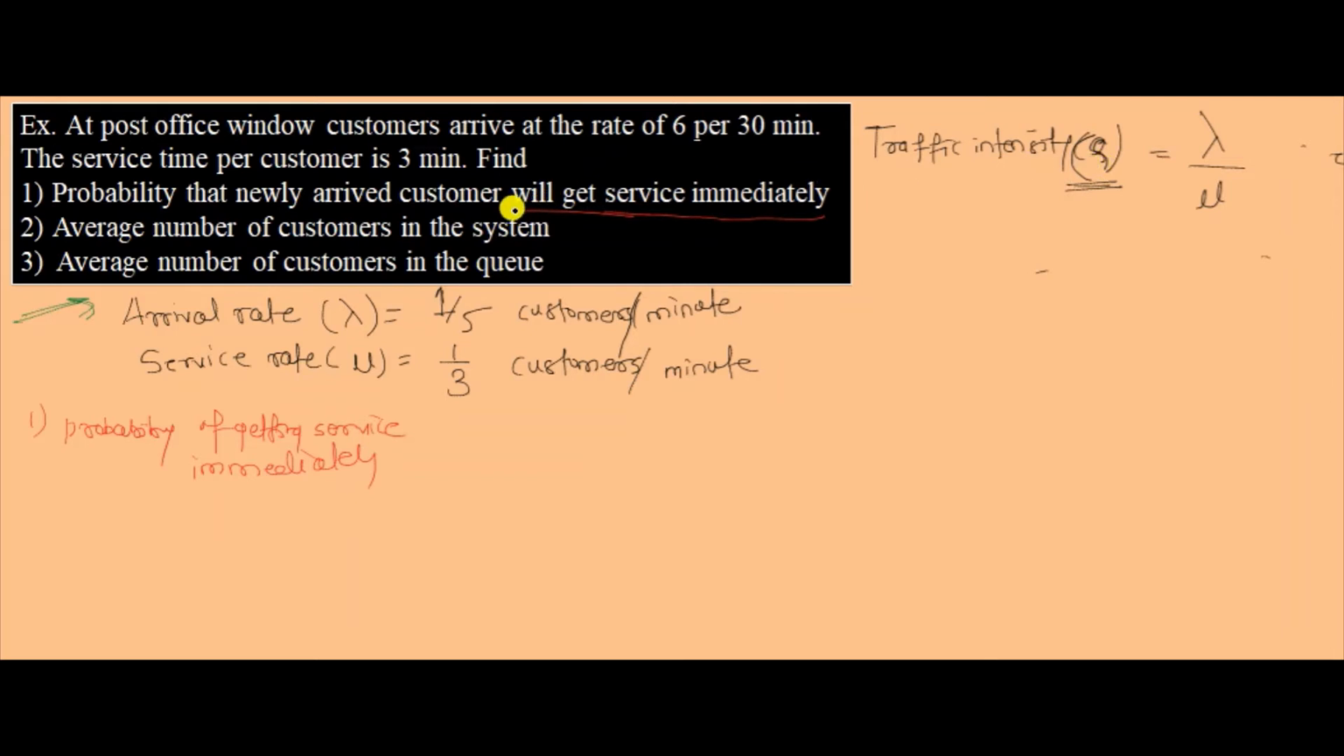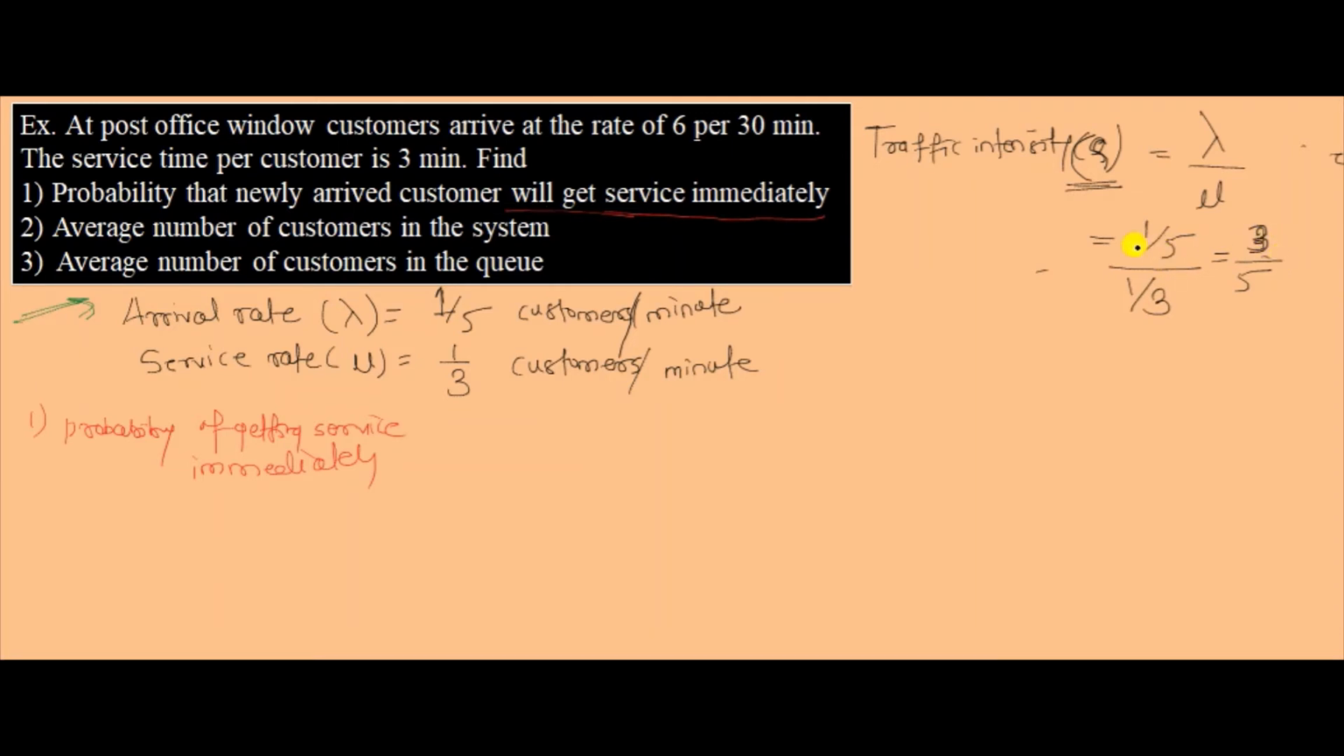And what has been asked? Probability of getting service immediately. It means there should not be any customer at the counter, at the service station. To get that, we have to reduce this traffic intensity. So the value of lambda is given as 1 by 5, and the value of mu is given as 1 by 3. So rho is simply 3 by 5. This is the traffic intensity.